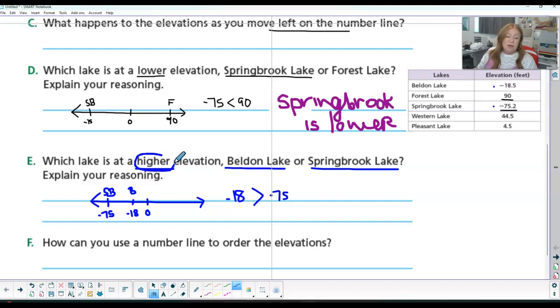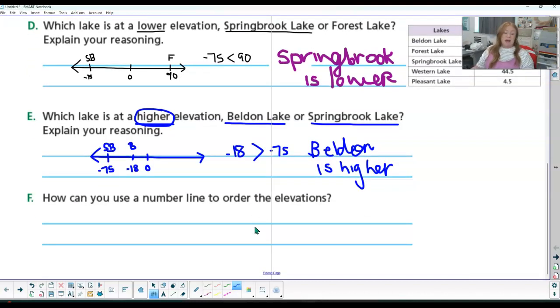Now the question wants to know which one is higher. Belden is higher. So we have our proof here. Using our number line, we wrote an inequality, answered the question. So now you're going to explain how could you use a number line to put all of these in order.